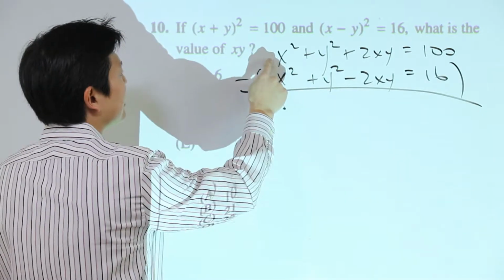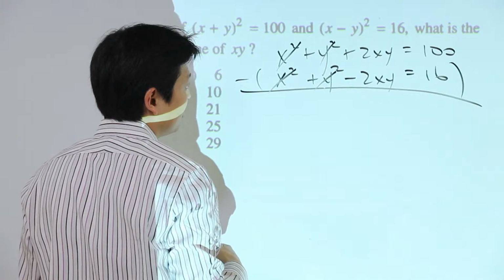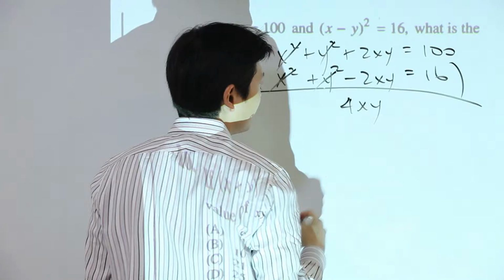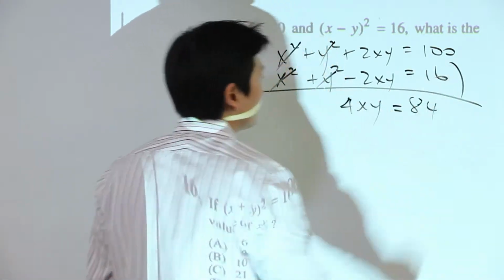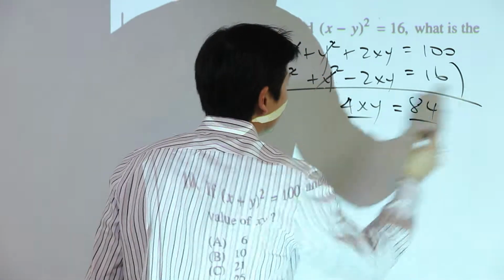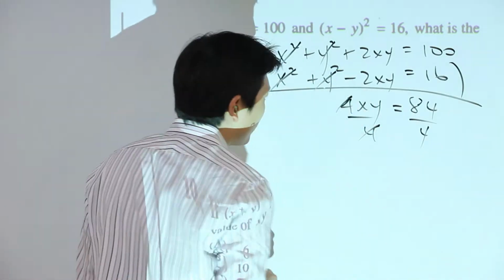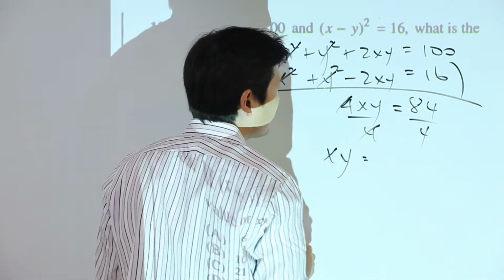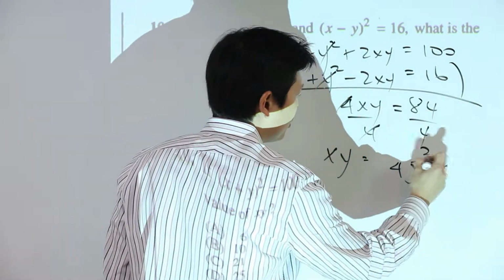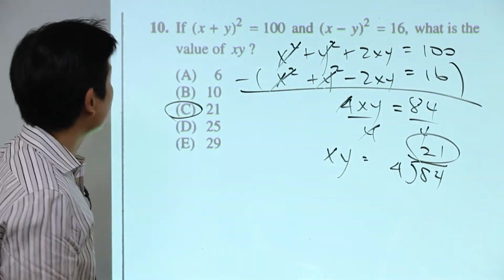And when you do, you get x squared minus x squared, which is 0, right? These cancel out. These also cancel out, right? When you subtract a negative number, that's basically adding, right? So we get 4xy, and that is equal to 84, right? So all you do now is divide both sides by 4, and you get exactly xy. So xy would equal 4 into 84. 4 into 8 is 2, into 4 is 1. 21 is the correct answer. C would be the answer for number 10.